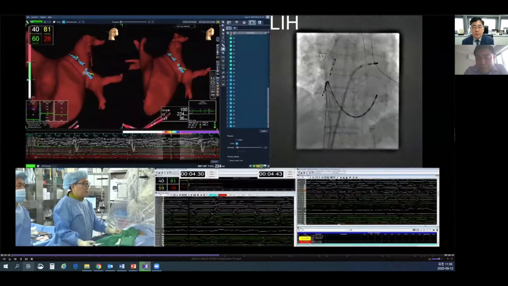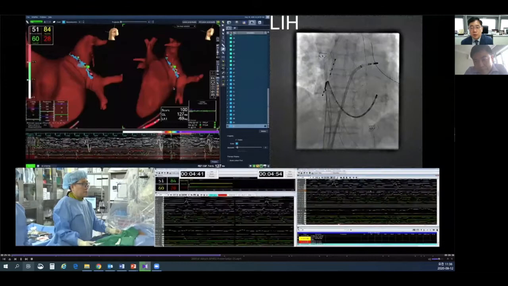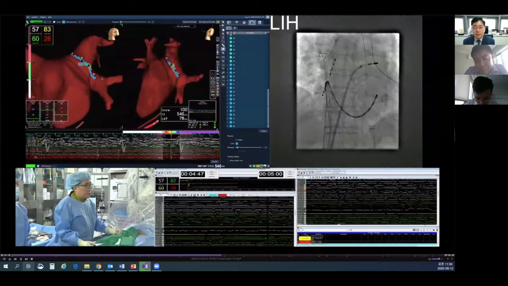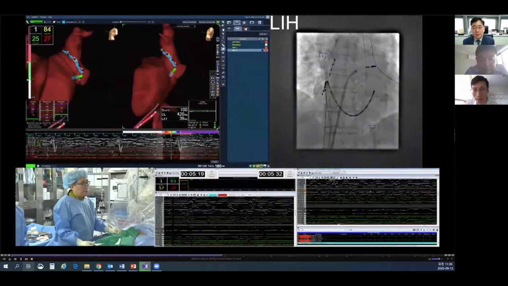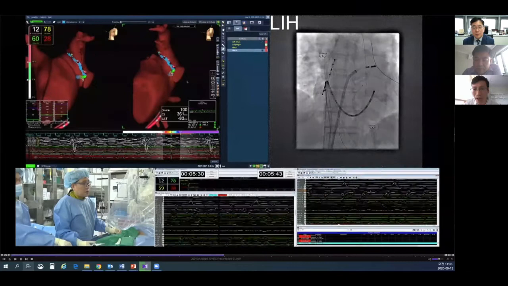Okay. Dr. Yang, could you share your technique for PVI isolation, and whether you use high power short duration ablation? You introduced your experience with high power ablation, but this is not used in our center. In actual practice, the highest power I set is 40 watts, but we don't have the FlexAbility catheter.